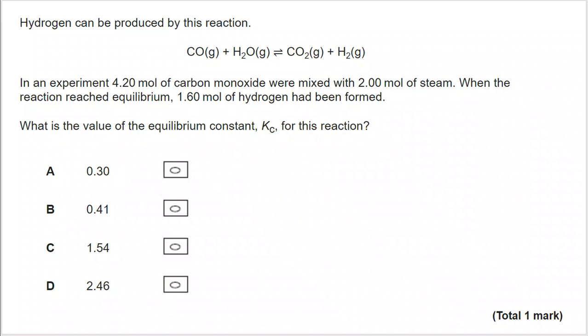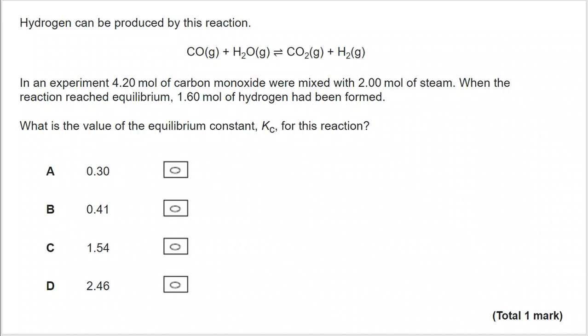This is AQA A-Level Chemistry, and this is a multiple choice question on the topic of equilibrium. I'm going to recommend you pause, have a go, and then review your answer. So it is quite a long question for 1 mark, but it's a fairly straightforward one as well.